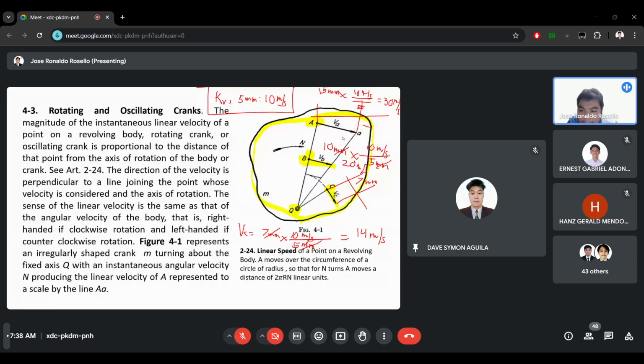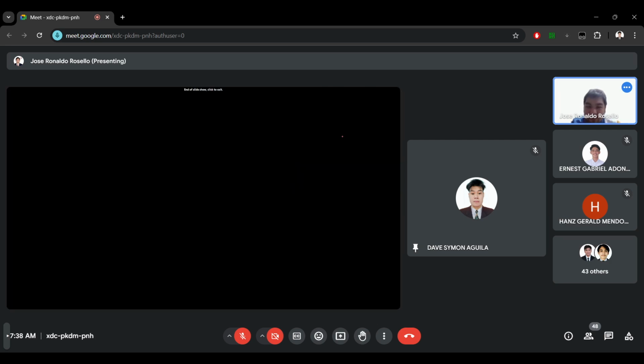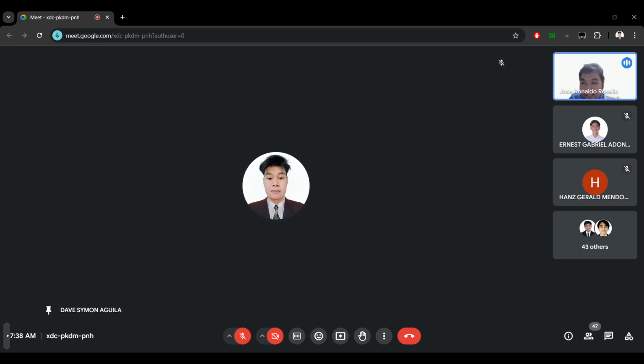We will have a mechanism, we will have a link where the vectors are applied on it, and we just have to measure the velocities at these vectors. So that's the introduction to velocity analysis. We now go to the first method, or one of the methods, in velocity analysis.